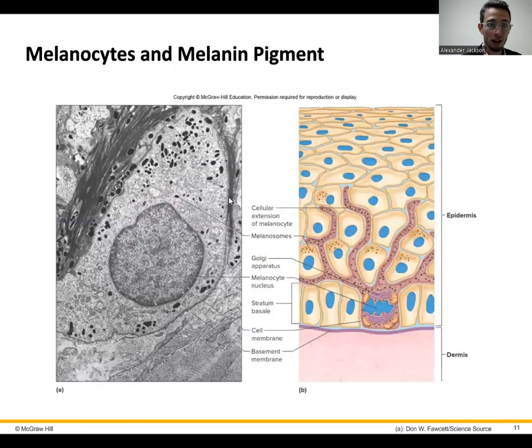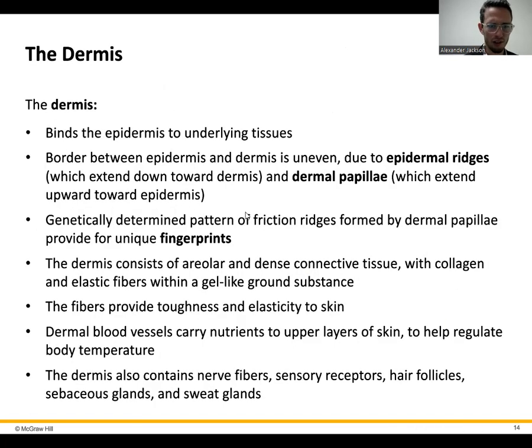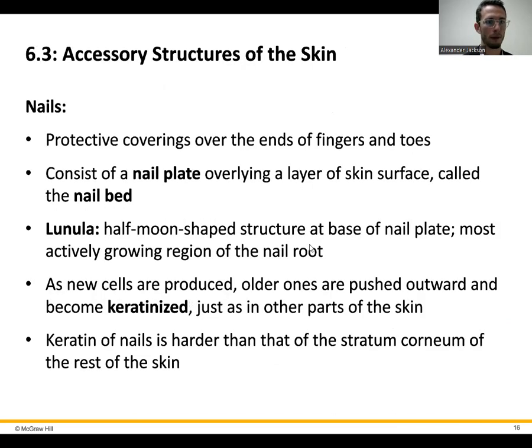Okay, so that was a lot of the dermal layer. There's just a lot of good stuff in the dermal layer. And yeah, I'm just going to keep moving on. So here are some accessory structures we're going to talk about.